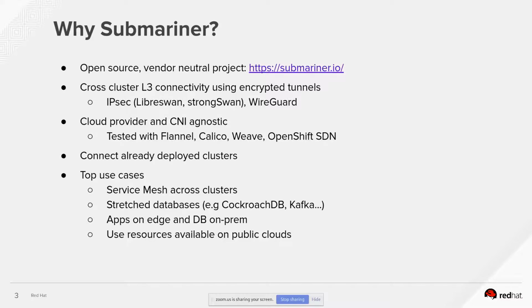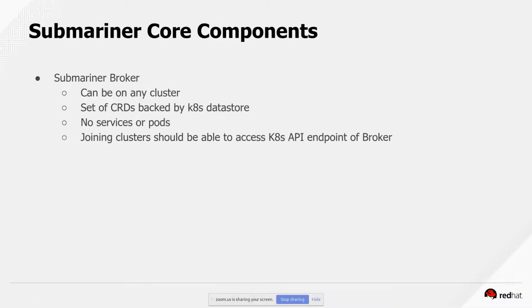And you'll get that connectivity. So these are some of the top use cases that we had when we were coming up with the design, and some that a few folks have tried out with Submariner: service mesh across clusters, stretch databases, where you have multiple database instances running on multiple clusters for availability, and apps on edge with your database on premises. And one of the key design goals for us was always to use as many existing resources on the cloud as possible, so that it's able to work in a cloud agnostic manner.